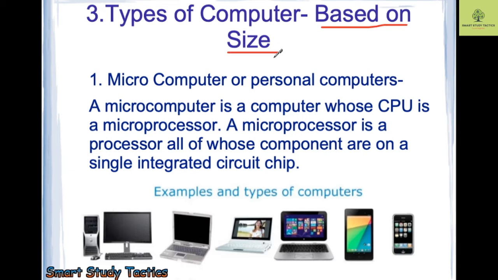Based on size, first of all, the microcomputer. Any computer in which you get a microprocessor is a microcomputer. It is any computer which has a microprocessor, or we can say it's a personal computer. A microcomputer is a computer whose CPU is a microprocessor.